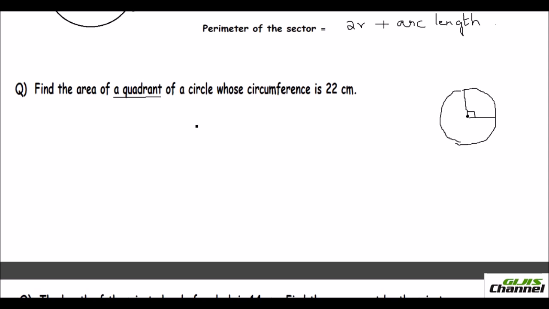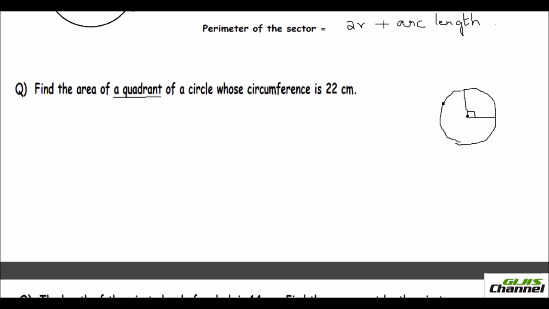Normally in the problems they would give you the angle. If it is not there, they haven't given it directly. They just gave you a clue that it is the area of the quadrant. So for a quadrant the angle is 90 degrees. And they say the circumference is given, whose circumference is this. You need to find the area of the quadrant. Okay.